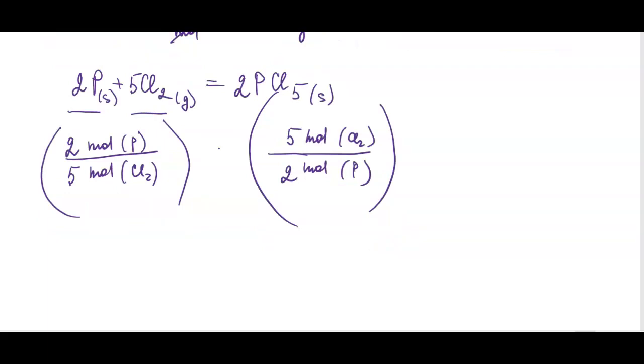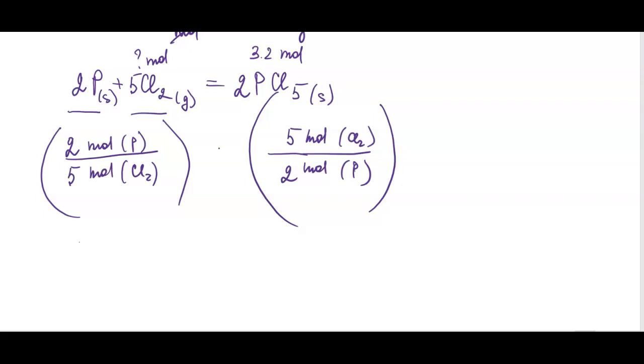And let's say that we have a problem where we need to find how many moles of chlorine we need to produce 3.2 moles of PCl5, right? So first of all, we need our molar ratio. Molar ratio is 5 to 2. Always start with what is given.